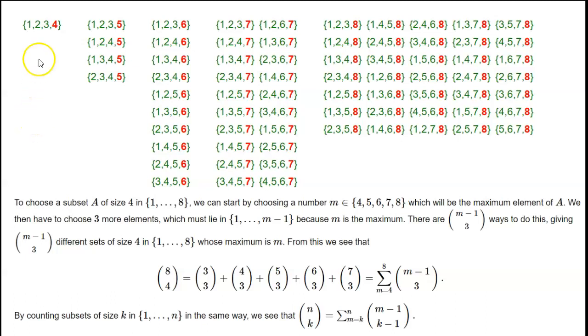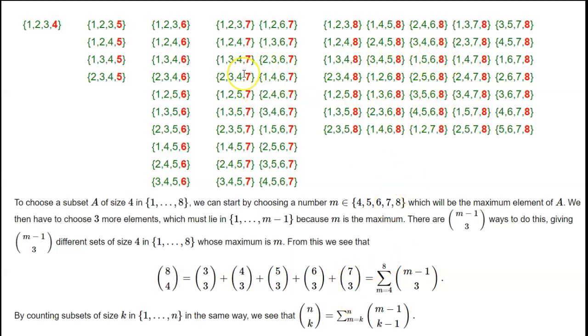Okay, so how big are these groups? Well, this last group here, you've got an 8, and then you've got 3 more elements. And because 8's the last element, the other 3 elements have to be in the range 1 up to 7. So the number of possibilities here, we have the 8, and then we've got 3 elements chosen from 1 up to 7. So there's 7 choose 3 possibilities, which corresponds to this term here.